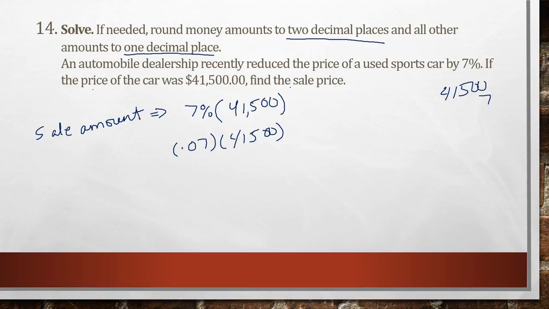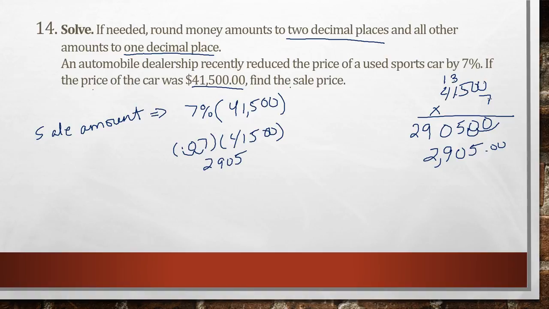So we have 41,500 times 7. We're going to ignore the decimal places and then we'll bring them back later. 7 times 0 is 0. 7 times 0 again is 0. 7 times 5 is 35. Carry the 3. 7 times 1 is 7. Plus 3 is 10. Carry the 1. 7 times 4 is 28. Plus 1 is 29. So now we have 2 decimal places. So we're going to move it over 1, 2 places. So our sale amount is $2,905. So now we're going to take the original price and we're going to minus the sale amount.